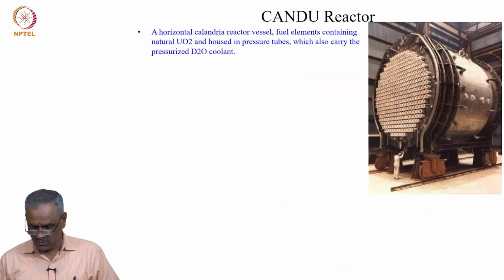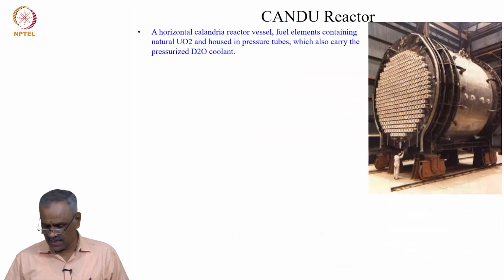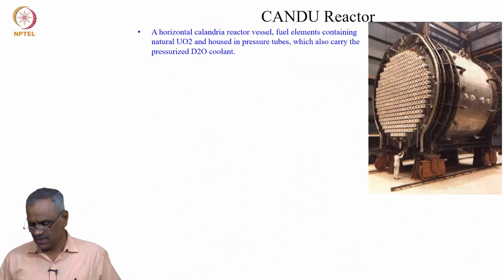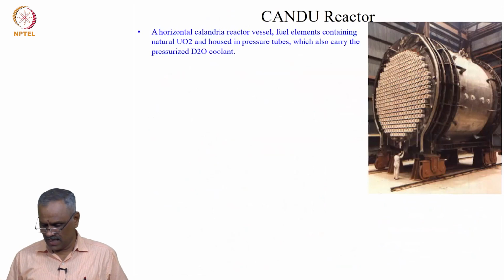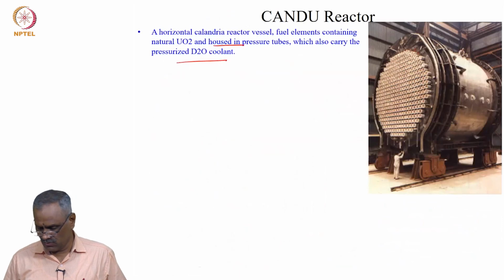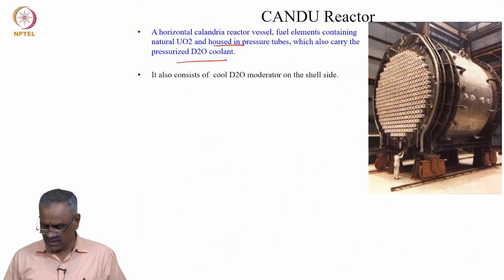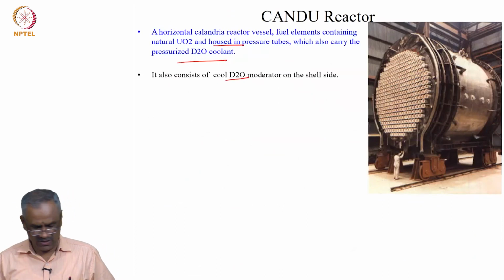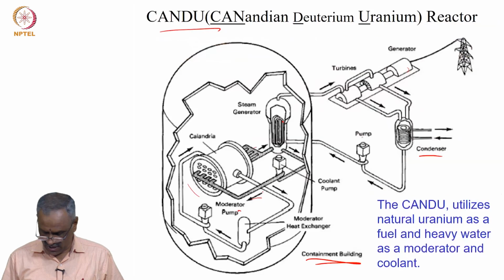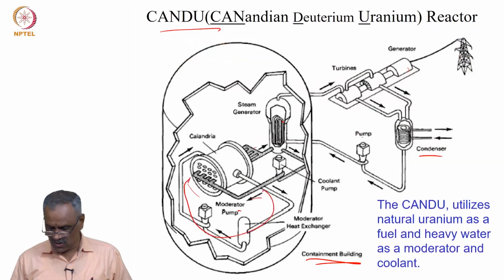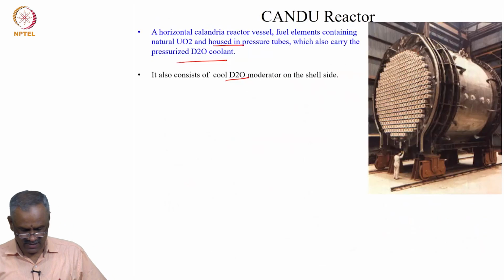So this is the horizontal calandria reactor vessel, and the fuel elements contain natural uranium dioxide. It is housed in pressure tubes, which also carry the pressurized heavy water coolant. It also has a cool D2O moderator in the shell, as you have seen. The moderator loop is the same as the coolant.